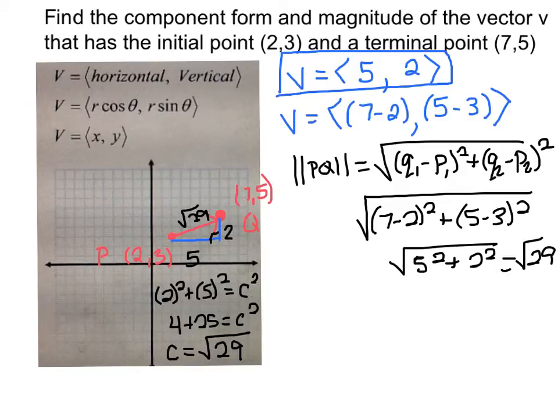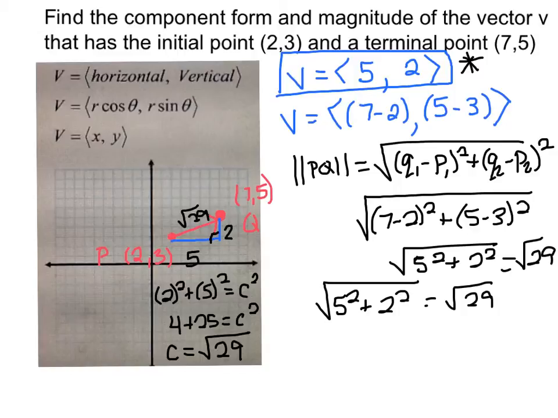Another way you can look at it too is, if you have your component vector, it's your x squared plus your y squared, which in turn gives you that same piece. So regardless of what way you look at it, the distance formula or the Pythagorean theorem, you're going to come up with the same magnitude.